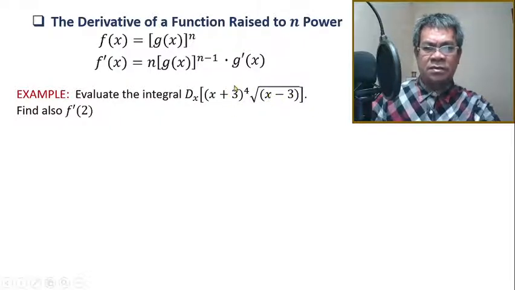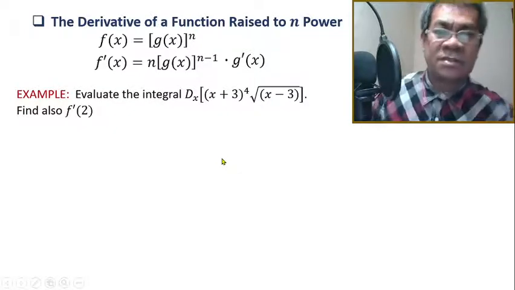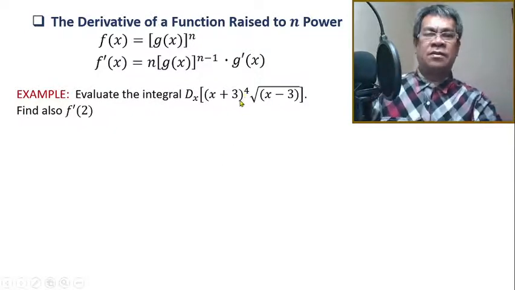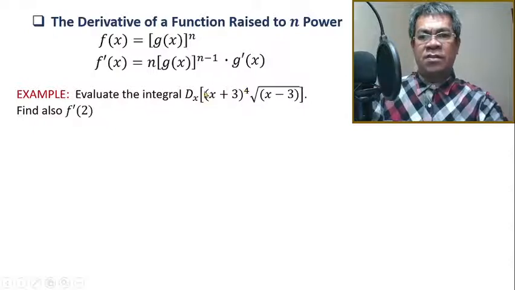So what will you do? All you need to do, take note, this is a product of factors, so we can apply the product rule first. After the product rule, we differentiate this one at a time. In this case, we have to use the function raised to the power of n rule.